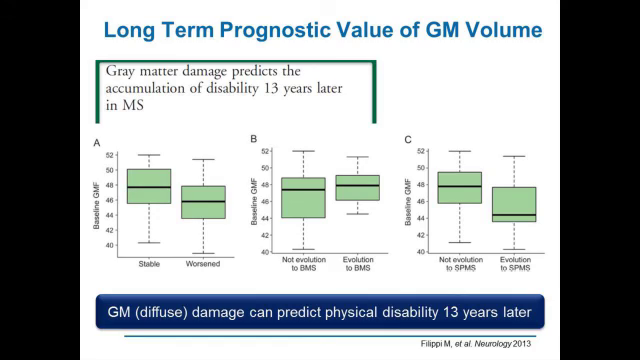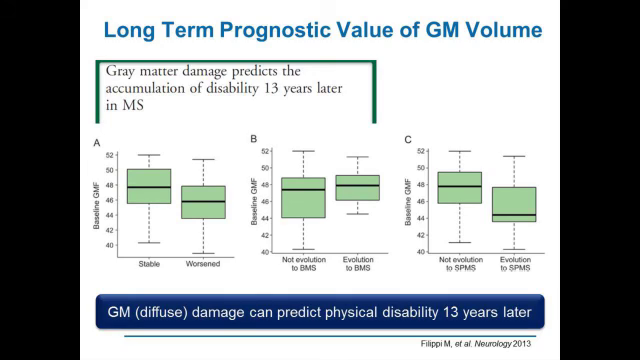In this slide, we have a study published by Massimo Filippi assessing the prognostic value of gray matter volume, so the volume of the gray matter, regional estimates of brain atrophy, over 13 years of follow-up. In the first panel, you see that the baseline value of the gray matter fraction is higher in patients with a stable disease in the subsequent 13 years.